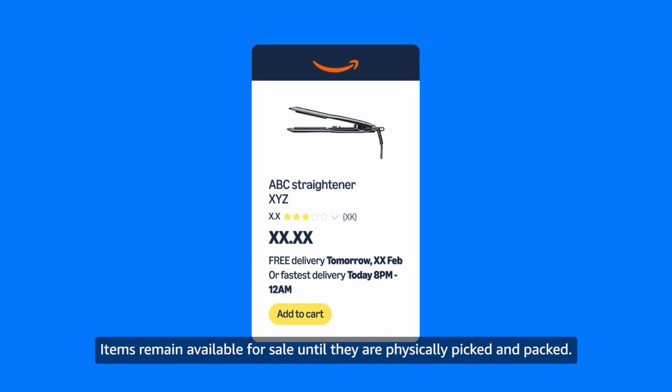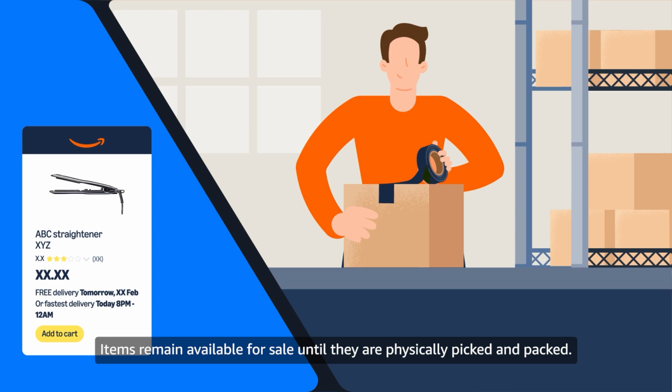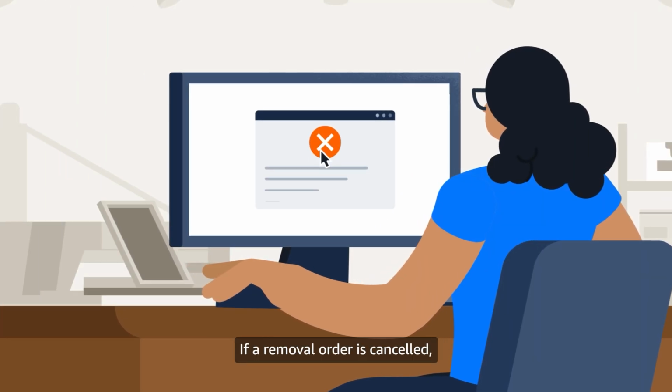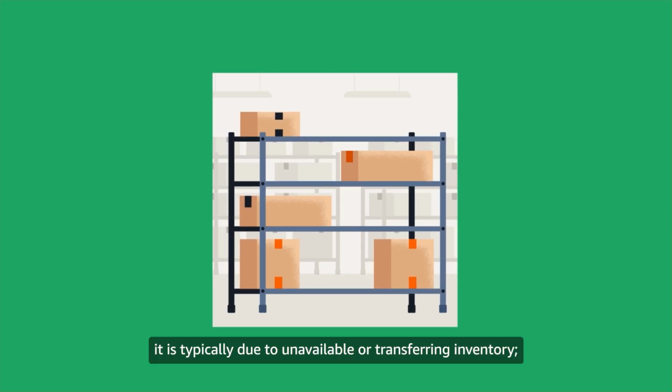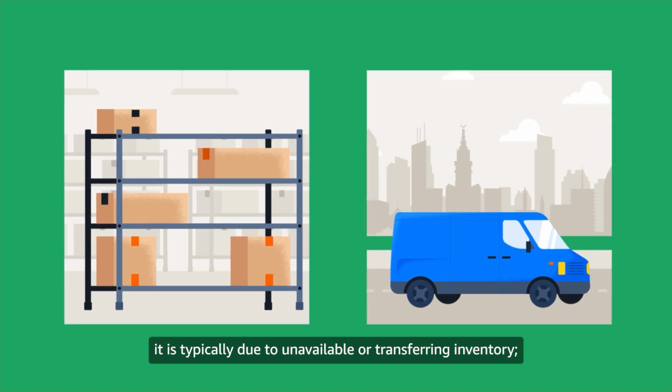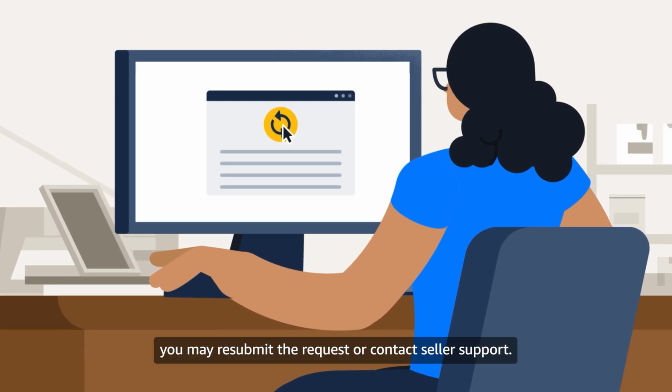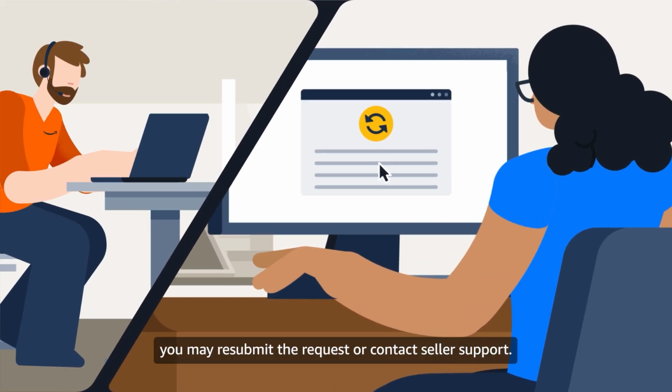Items remain available for sale until they are physically picked and packed. If a removal order is canceled, it is typically due to unavailable or transferring inventory. You may resubmit the request or contact seller support.